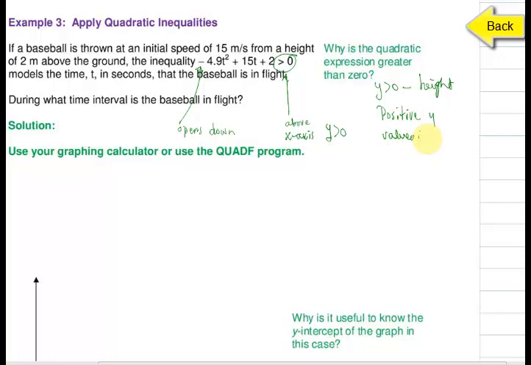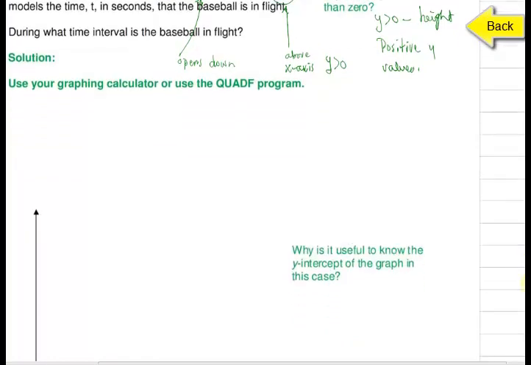All right, because height is positive, not negative. Okay, so our solution. You can use your graphing calculator. You can graph in y1 equals -4.9, and you're going to put in x squared though, right, for your graphing calculator. Now it says here you can use the Quad F program, but I haven't given that to you, so I'm not expecting you to use it.